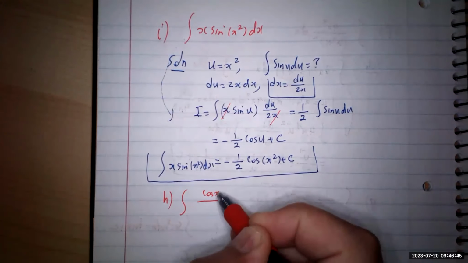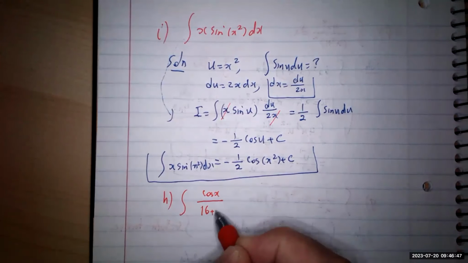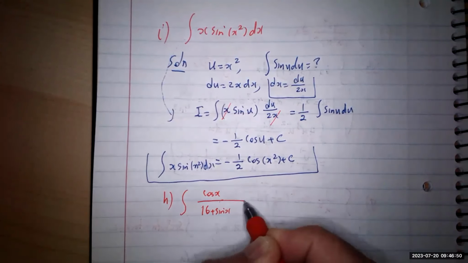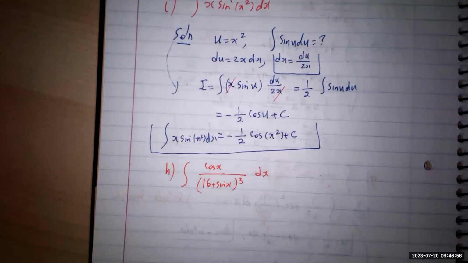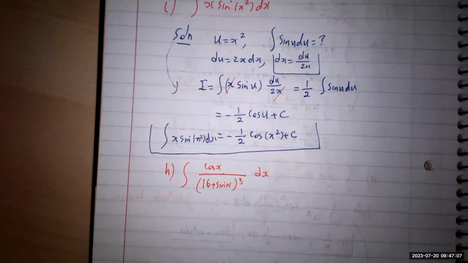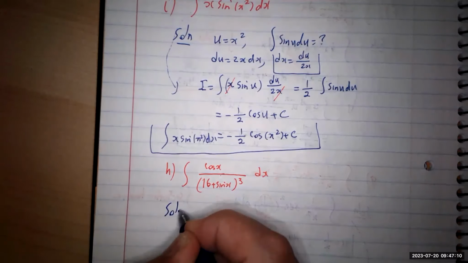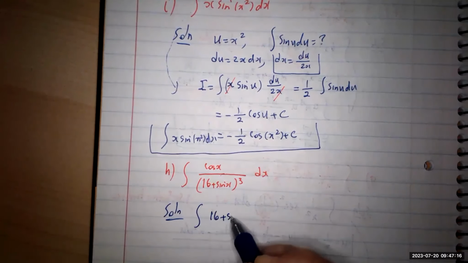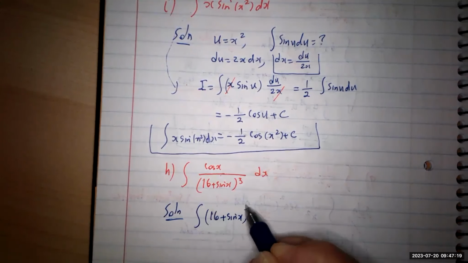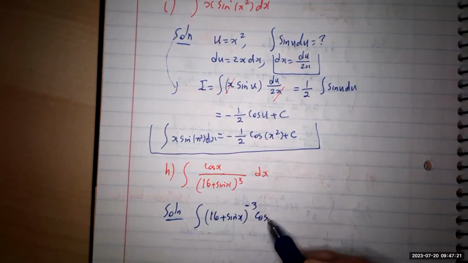It is cosine x over 16 plus sine x, all to the 3rd power. It's a fractional one, we know that. For the fraction, you have to move it up. We move it up, and then we do the substitution method. Solution. Move it up. So that gives 16 plus sine x, everything to the negative 3, times cosine x, or the other way around, doesn't matter. Cosine x dx.